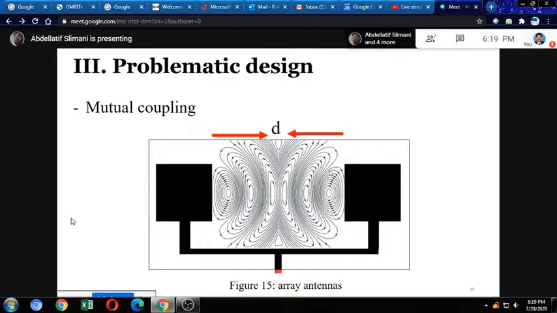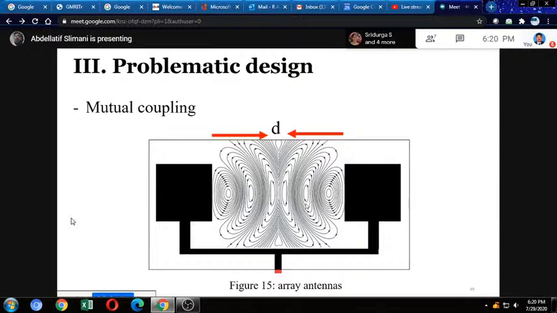But the problem is mutual coupling. If I decrease the inter-element distance, the mutual coupling between radiating elements increases. It's a problem because this mutual coupling degrades our radiation and decreases our radiation performance. So in all cases we have a problem, whether I increase or decrease the inter-element distance between radiating elements.